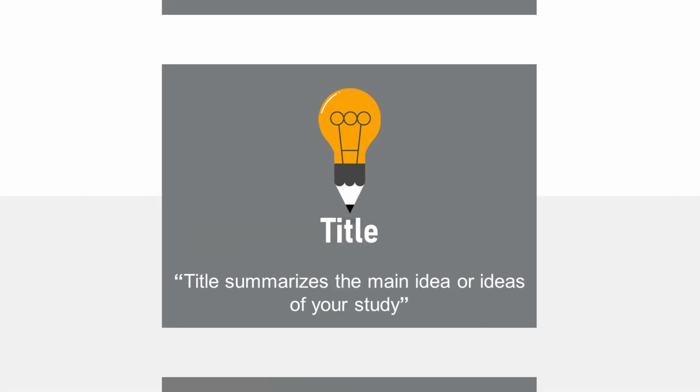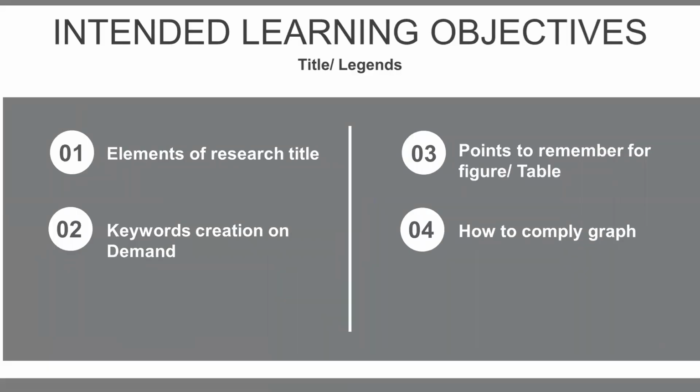Title, as you all know, summarizes the main idea or ideas of your study. So keeping this in mind, let us see what are the intended learning objectives of this lecture. First is to understand elements of a research title. Second would be keyword creation on demand. Third is points to remember for figure and table legends. And fourth is how to comply your graph according to requirements.